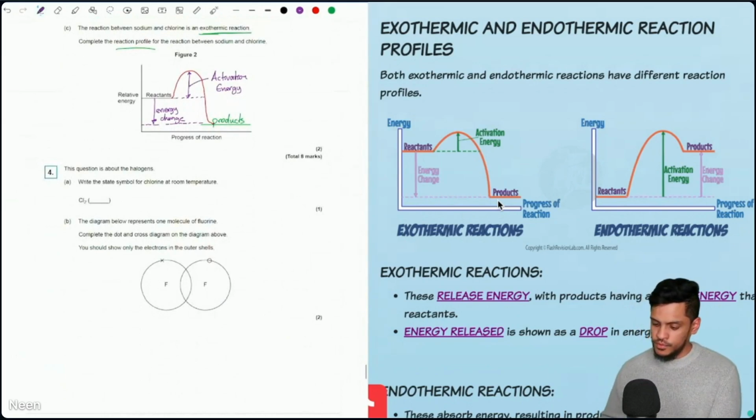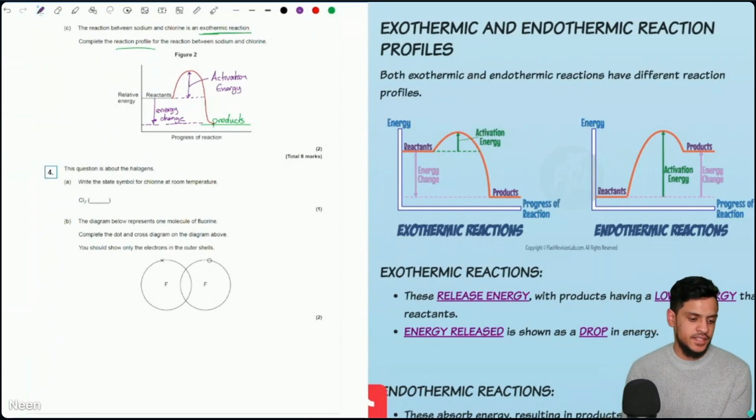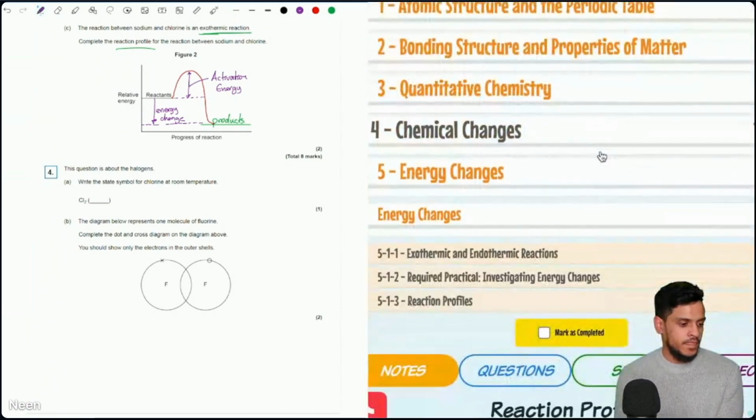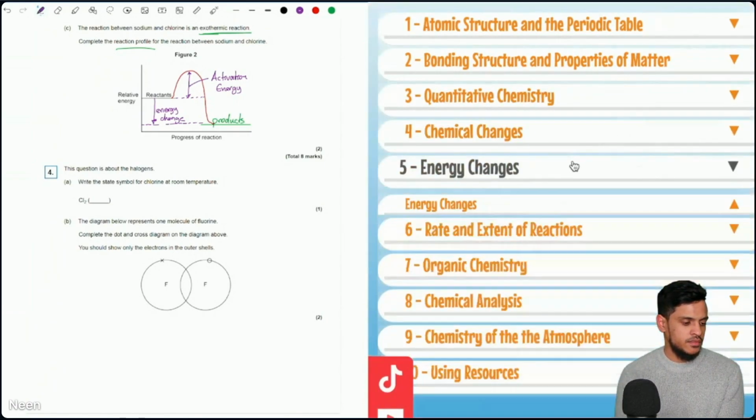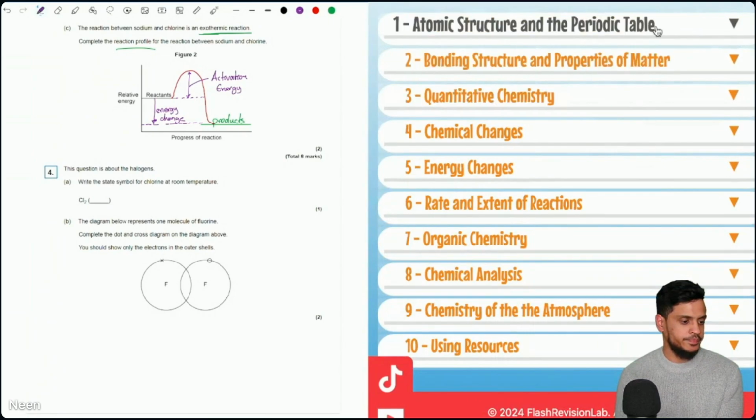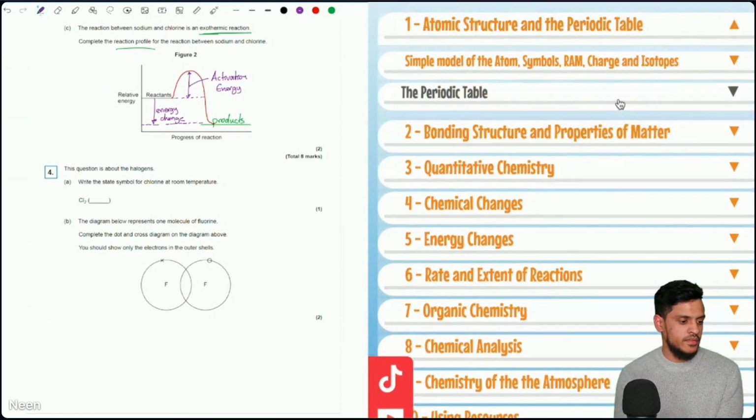All right, question 4. Write the state symbols for chlorine at room temperature. What do you guys think? What is chlorine at room temperature? What state is it at? I'll get the topic up. What do you guys think? It's in group 7, isn't it?